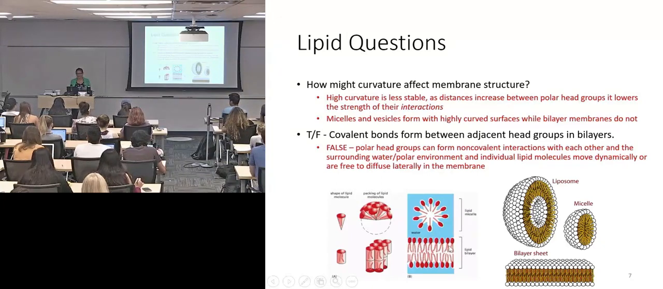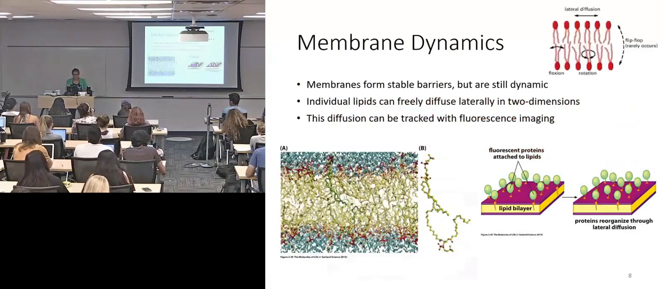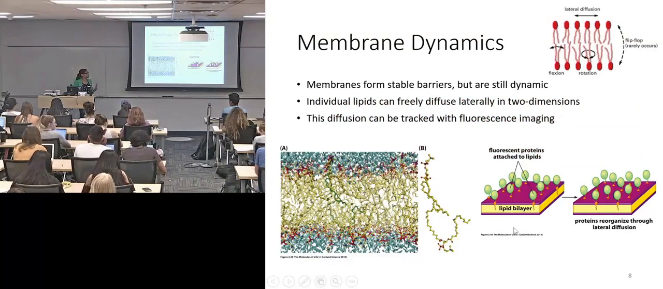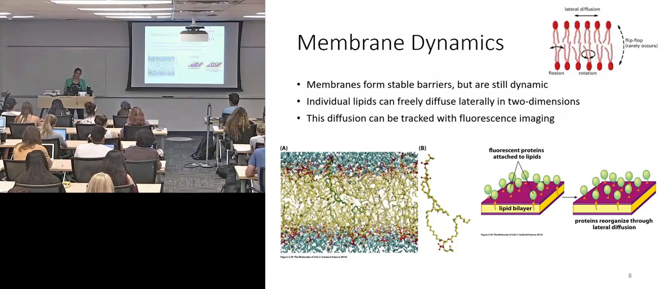They have a couple other movement options. They can move laterally, they can flex in their tails, they can rotate, they can flip-flop sides. And you could track all of this. I won't ask questions about any of the details of fluorescent imaging or tracking the movement of lipids in the bilayer. Okay. But be aware that they can move and that they are not making covalent bonds.